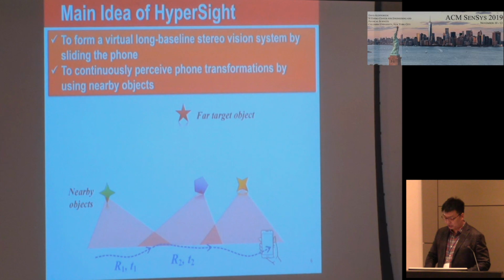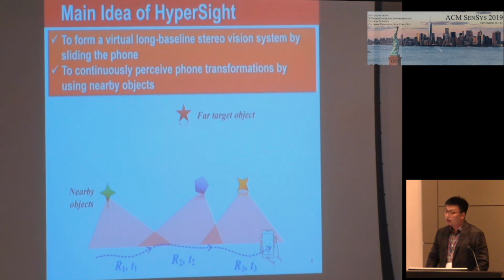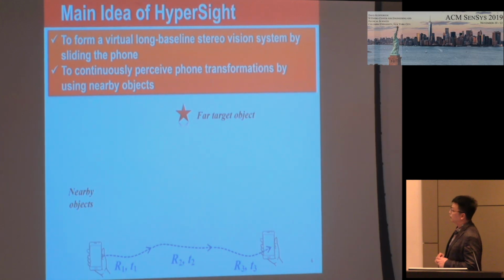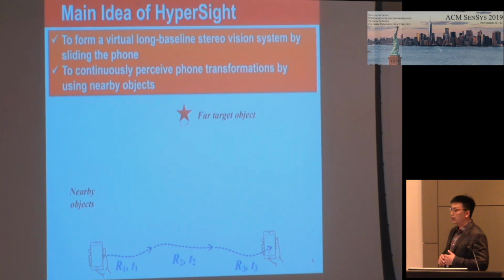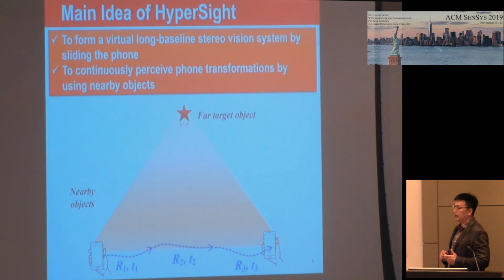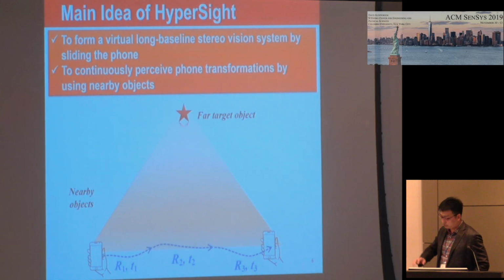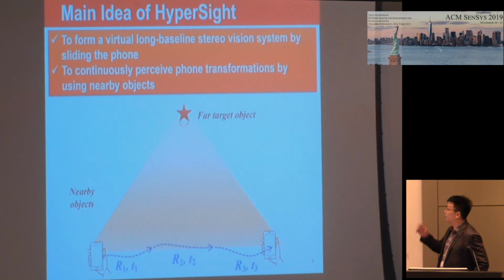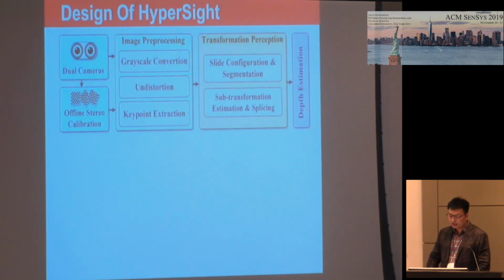And then you will see another object. You get R3, T3. Since you have already got R1, T1, R2, T2, and R3, T3, you can know the transformation from the starting point to the end point. Okay, so in that case, you can form a virtual long baseline. You can see here the baseline is long, right? So we can use this information to further perceive the depth of the far target object. Okay, so this is the basic idea of HyperSight.